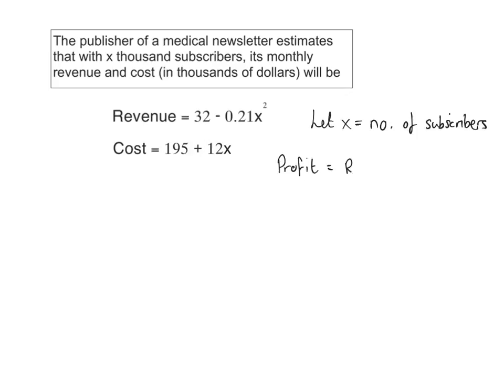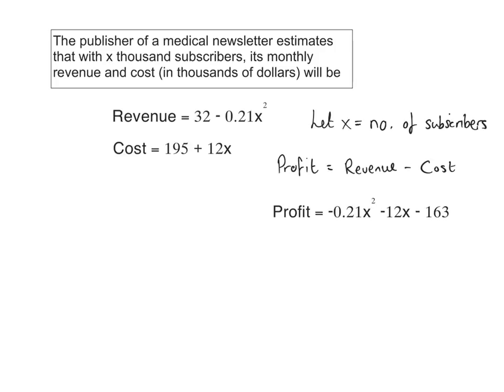And we know that profit equals revenue minus cost. And what we're going to do is prove that the profit equals negative 0.21x squared minus 12x minus 163. So that is your first task. Write down and prove that profit equals that.